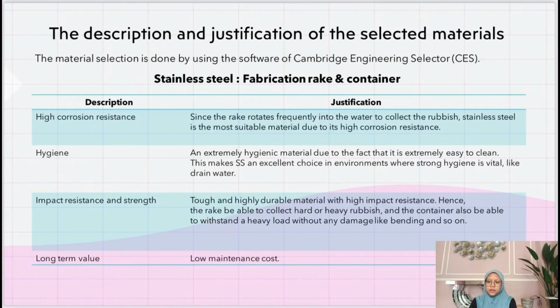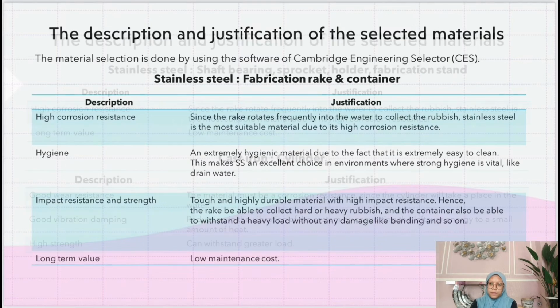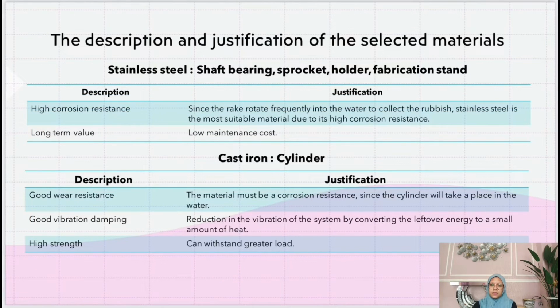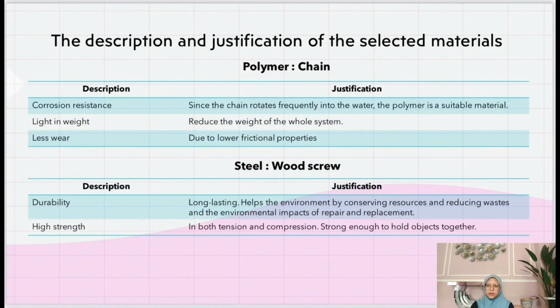Next, we move to the description and justification of the selected materials. The material selection is done using the Cambridge Engineering Selector, CES software. The first material is stainless steel, for the component of fabrication rig and container. The second material is stainless steel, for the shaft bearing, the sprocket, holder and the fabrication stand. The third one is cast iron for the cylinder. Next, the material chosen is polymer for the chain. The last one is steel for the wood screw.